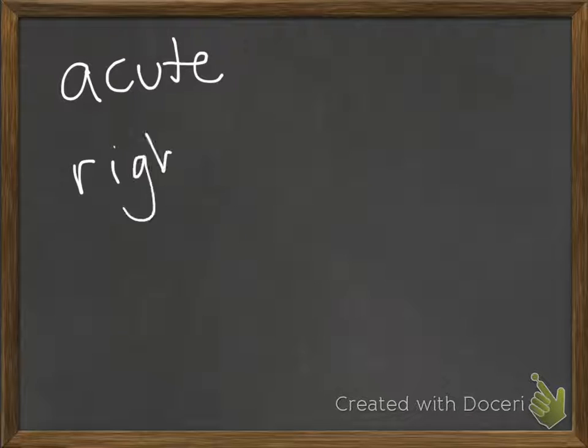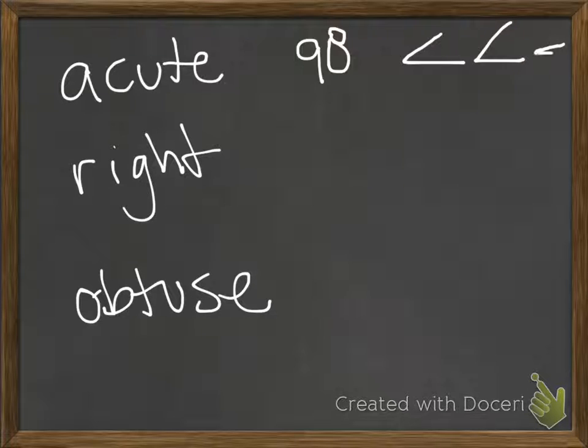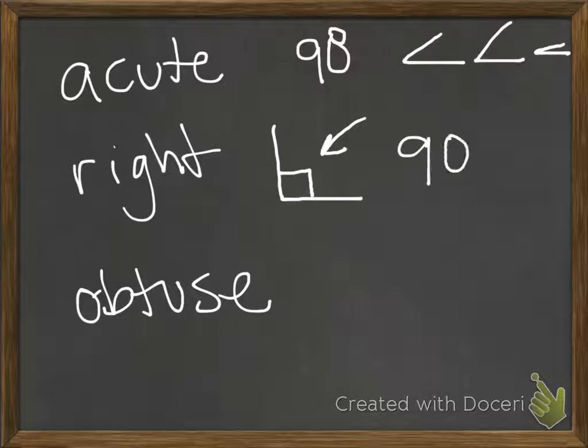Now let's talk about angles for a second. We have three types of angles. We have acute angles, right angles, and obtuse angles. Acute angles are any angle that is less than 90 degrees. So anything like this would be an acute angle, 89 degrees or less. A right angle is a perfect 90 degrees, and it's usually shown with this kind of square box right there. So a right angle is perfectly 90, and an acute is 89 degrees or smaller.